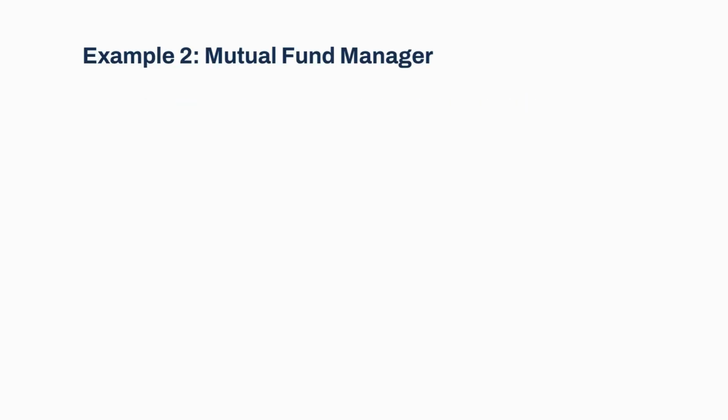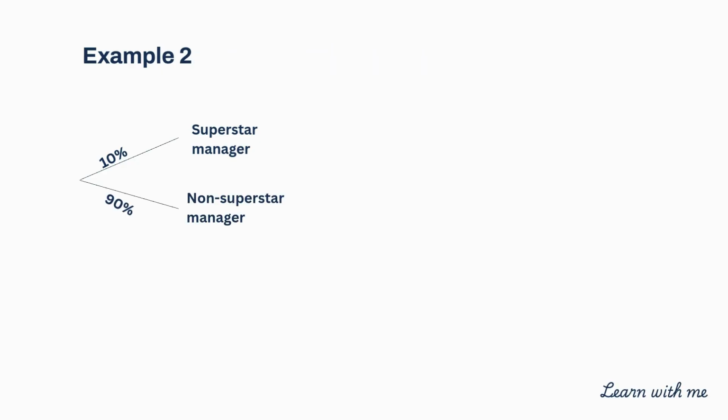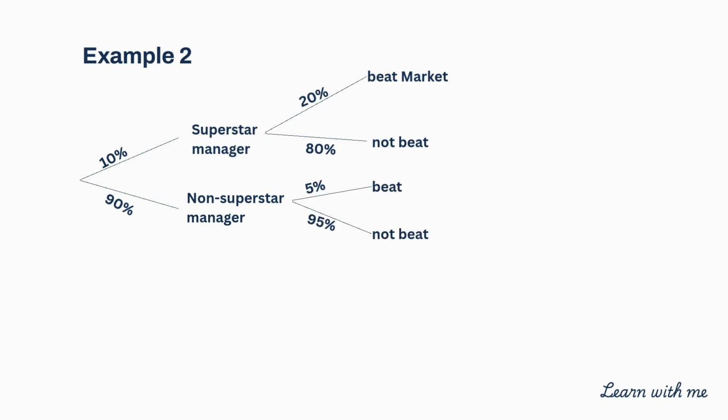Now let's look at another example. This time is about mutual fund managers. Suppose in the market, 10% of managers are superstar managers and 90% of managers are non-superstars. For a superstar manager, the chance of beating the market in a year is 20%, and the chance of not beating the market is 80%. And for a non-superstar manager, the chance of beating the market is only 5%, and not beating is 95%.